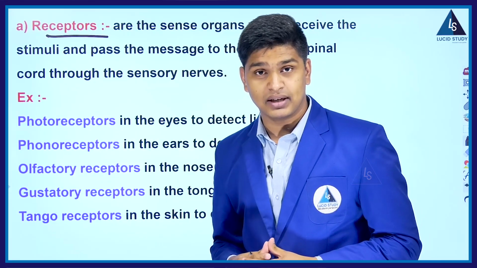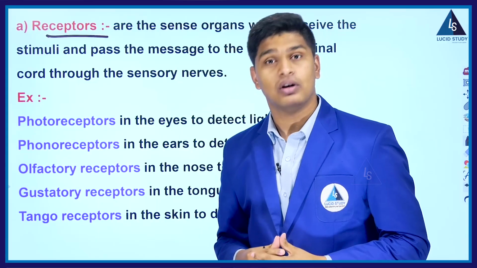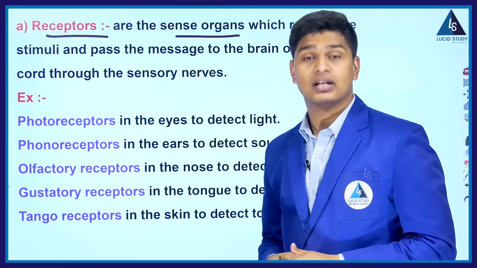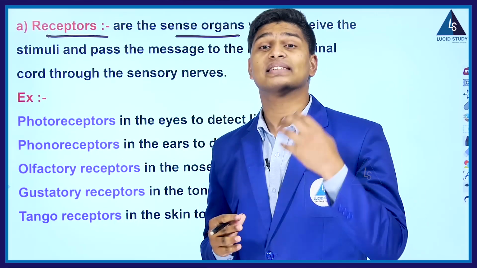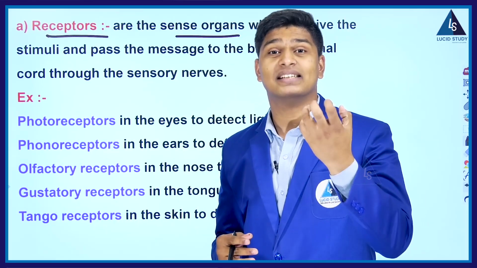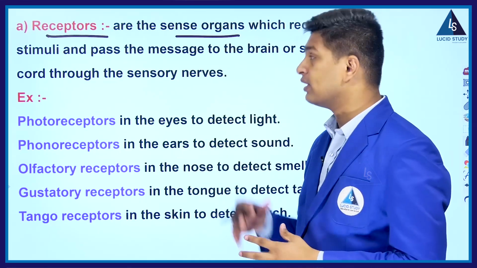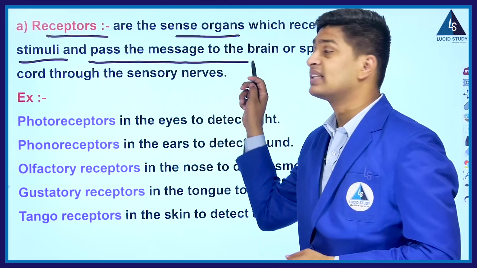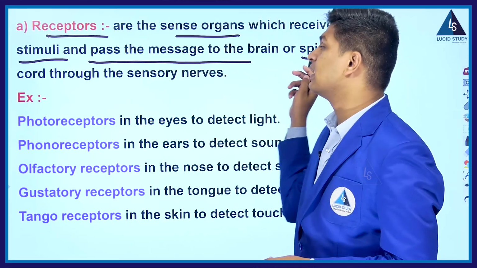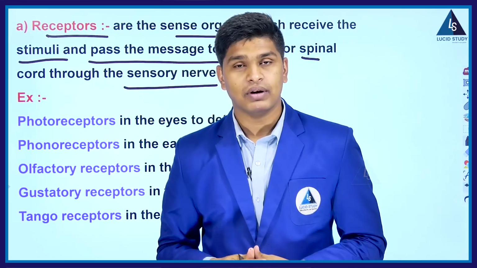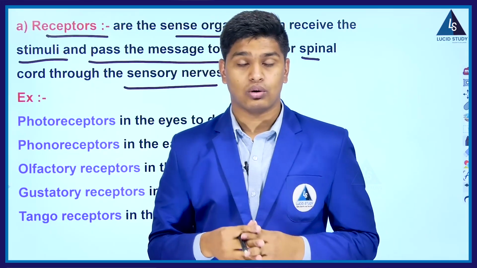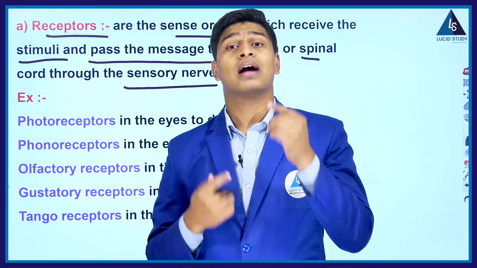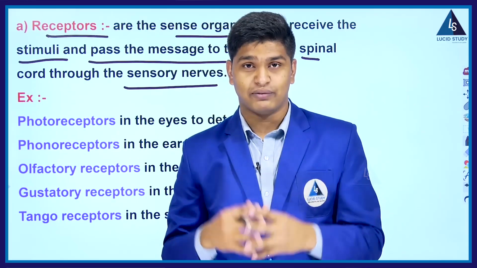Now, what are these receptors? How many types of receptors are there? We'll talk about that. When we talk about receptors, these are the sense organs. As the name suggests, they are the sense organs. They are able to sense the stimulus. They are able to receive the signals. They are able to receive the stimulus and pass the message to the brain or spinal cord through the sensory nerves. When we talk about sense organs, as we already got to know, there are 5 sense organs: the eyes, ears, nose, tongue and the skin, which help us to sense different things.